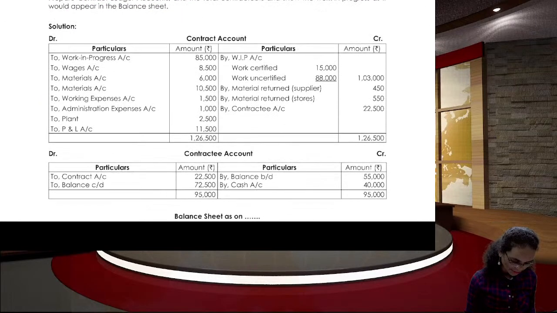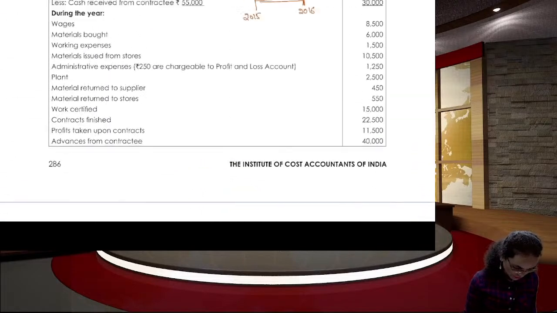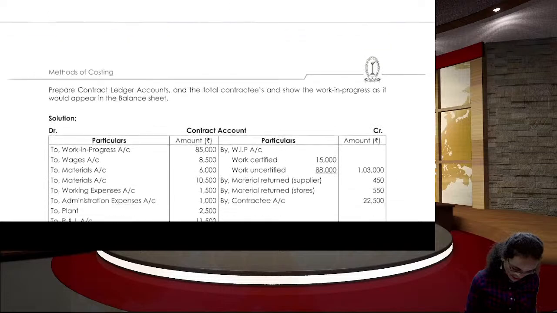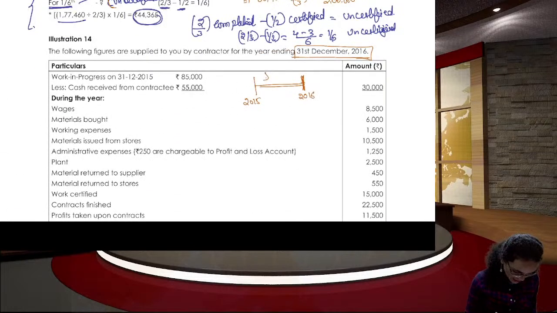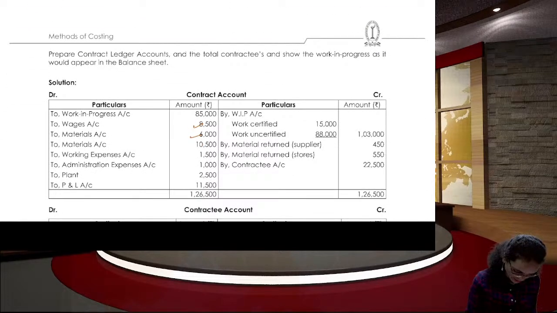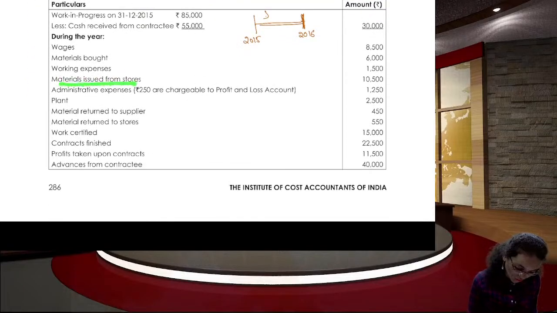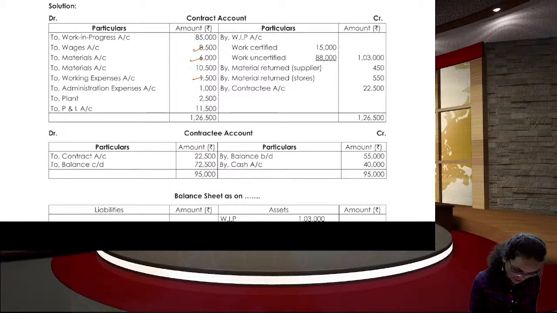Right? Come here. Contract account. See what is the material. So from here only I'll take. Material bought 6,000, wages 8,500. One by one we will take, not to worry. Working expenses 1,500. Next, material issued from the stores 10,500.